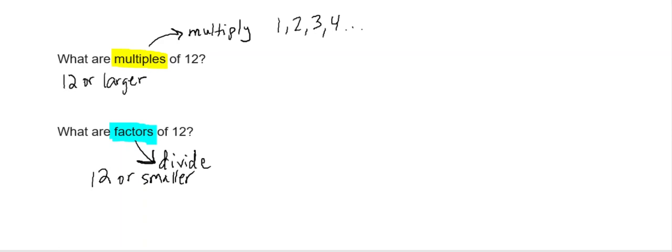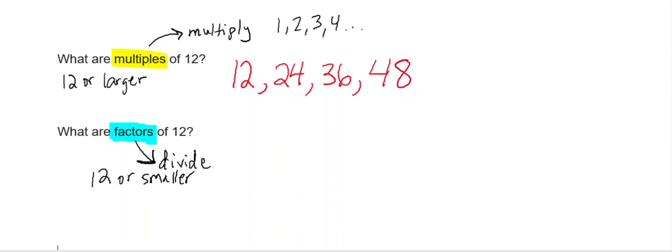So let's find the multiples of 12. 12 times 1 is 12. 12 times 2 is 24. 12 times 3 is 36. 12 times 4 is 48. 12 times 5 is 60. Make sure you don't skip any. So this should be 1, 2, 3, 4, 5, and so on.